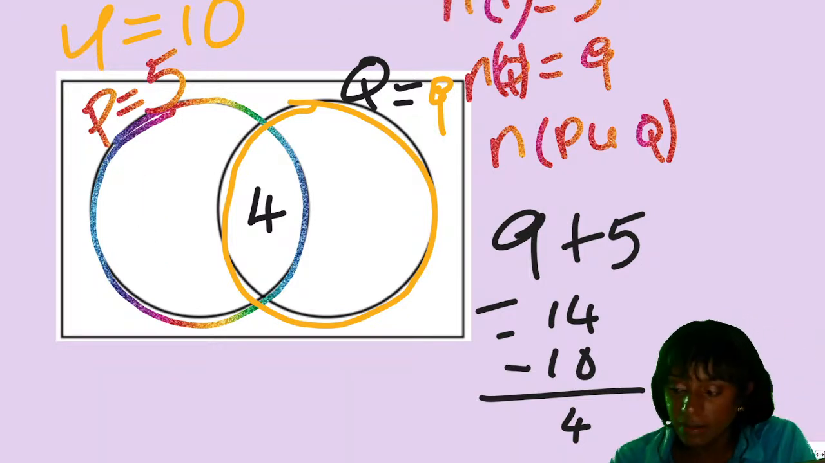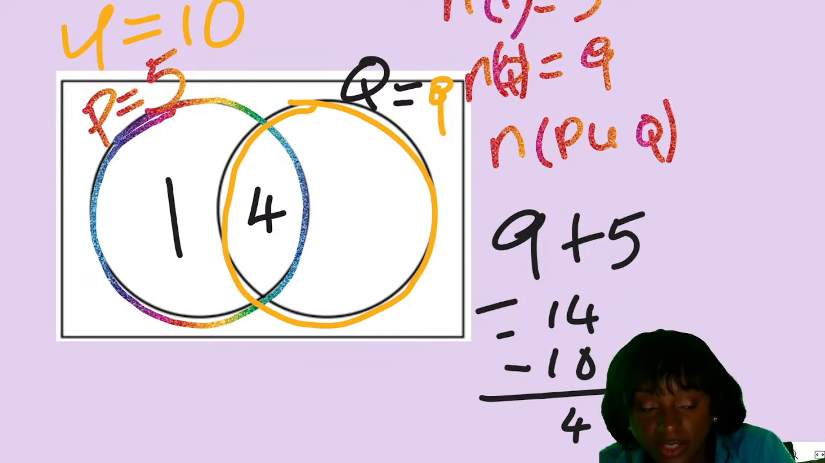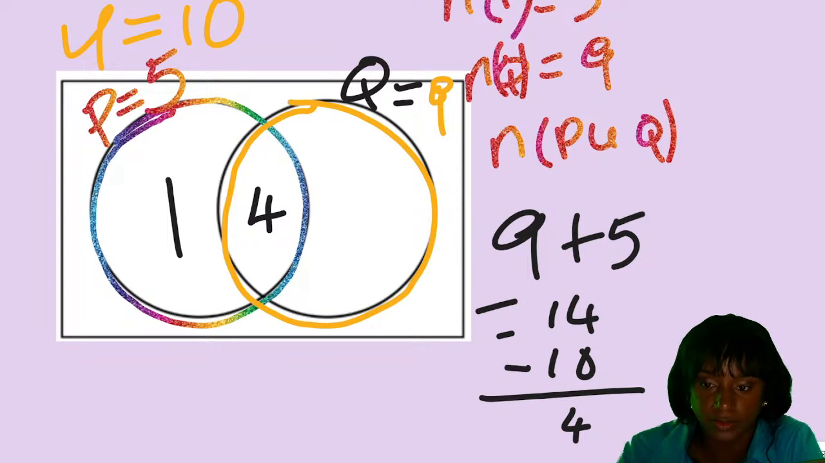How many elements would be in Q only? In the intersection, we have 4. We have 9 elements in Q, but how many elements would be in Q only?